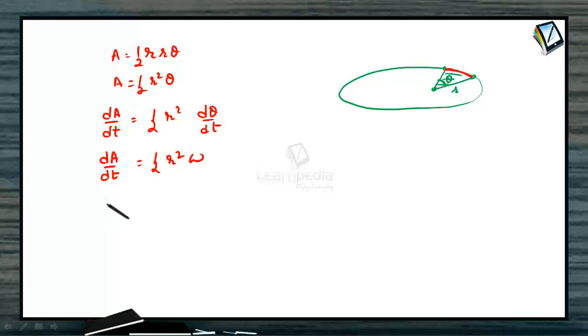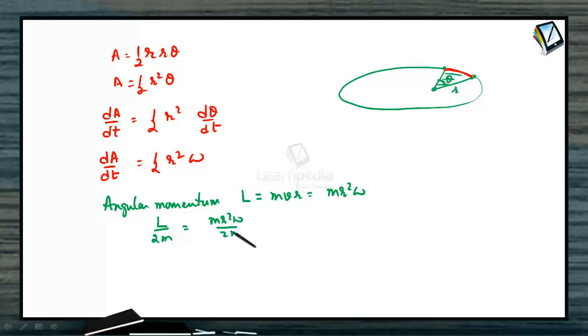Now if you take the angular momentum, L is equal to mvr, or mr square into omega. Angular momentum, if I divide by 2m, we can write as mr square omega by 2m. That is half of r square omega. So what are we going to get? Angular momentum is conserved. It is constant. The L is constant. Then equal areas are covered in equal intervals of time.